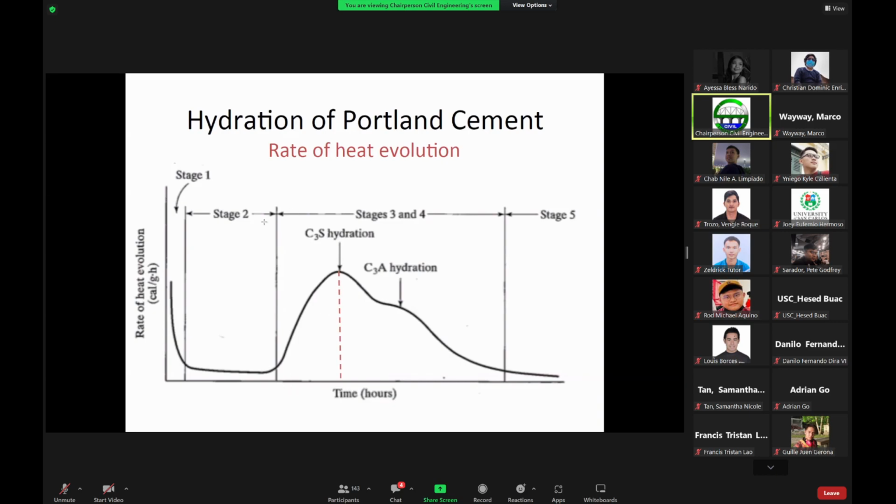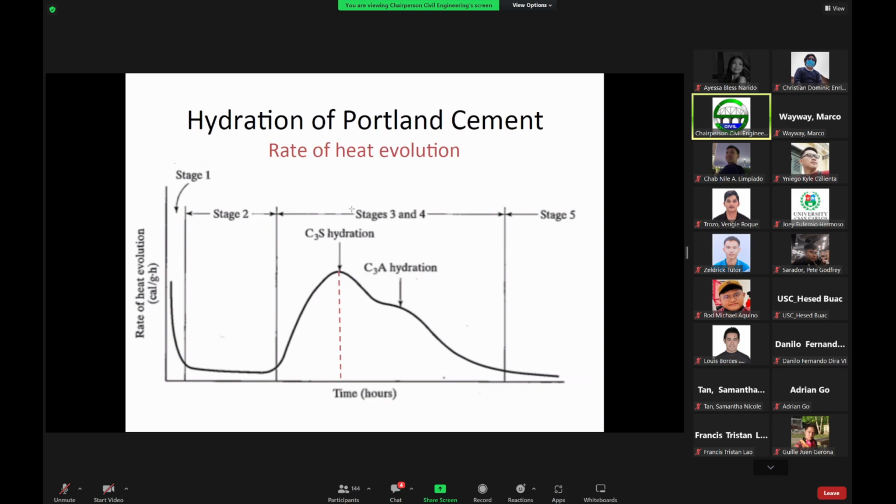So what happens when we reach saturation of these ions? Your calcium and hydroxide ions have reached the minimum amount now for your CSH and your CH to form. So we reach stage 3. Stage 3 is the acceleration of hydration.